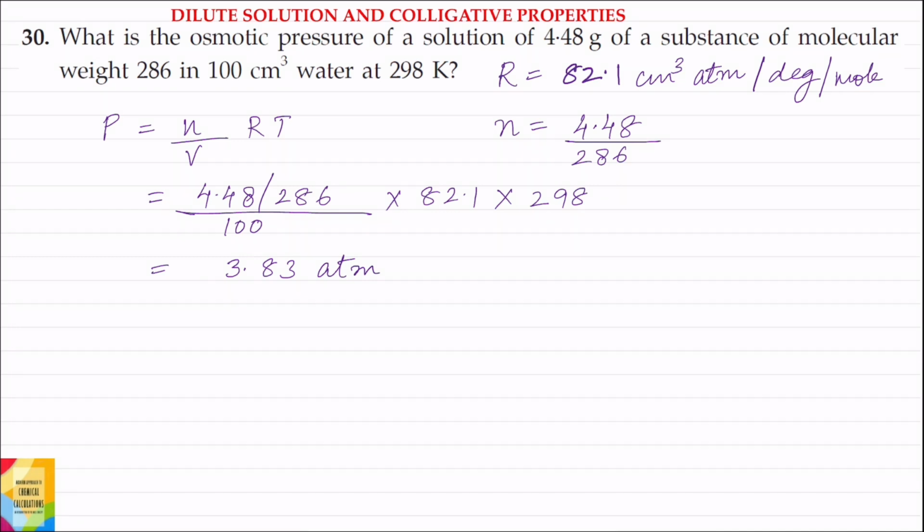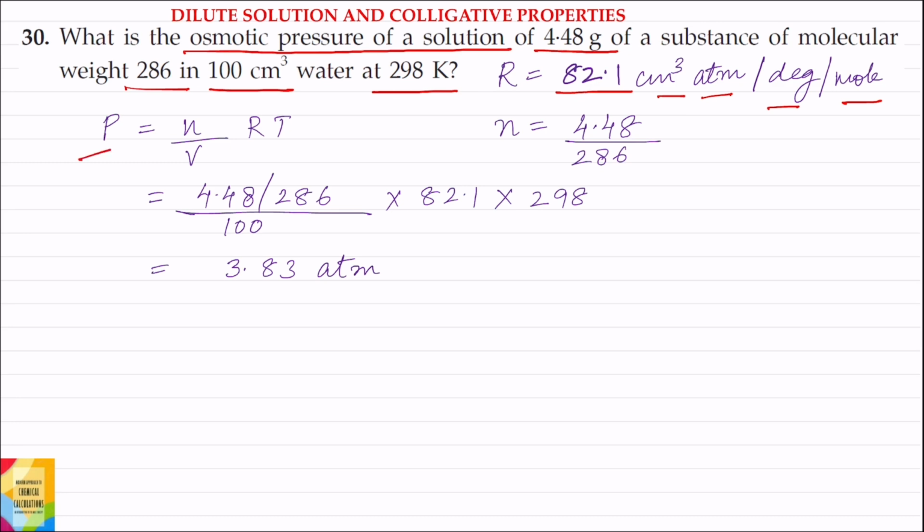वेट ऑफ सल्यूट गिवन है 4.48 ग्राम. मॉलिक्यूलर वेट गिवन है 286 ग्राम पर मोल. वॉल्यूम ऑफ वाटर गिवन है 100 सेंटीमीटर क्यूब. टेम्परेचर इज 298 केल्विन एंड वी हैव टू फाइंड आउट द ऑस्मोटिक प्रेशर ऑफ द सोल्यूशन. वैल्यू ऑफ आर है 82.1 सेंटीमीटर क्यूब एटमॉस्फेयर पर डिग्री पर मोल.